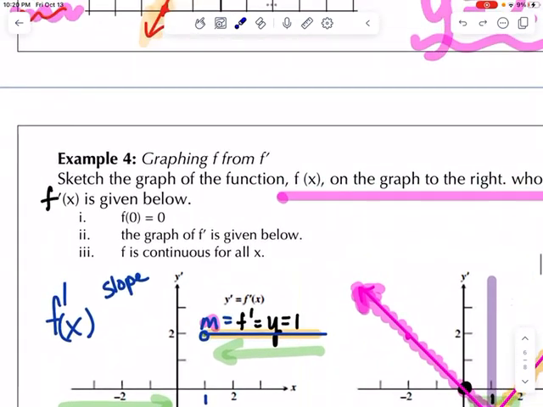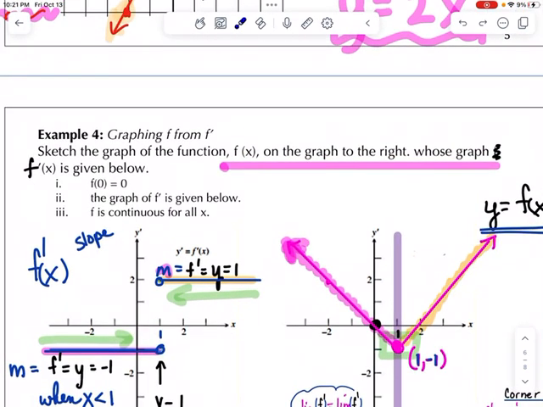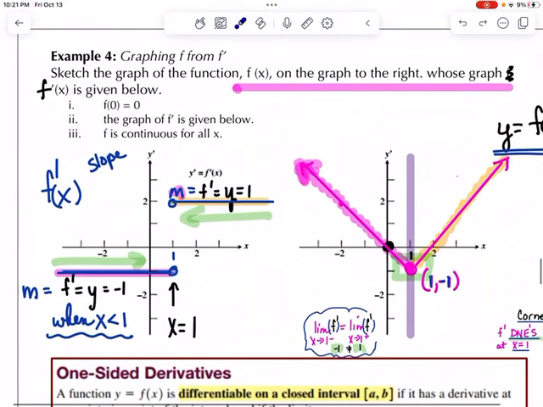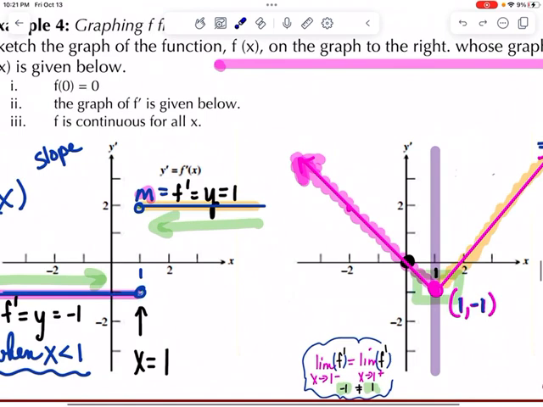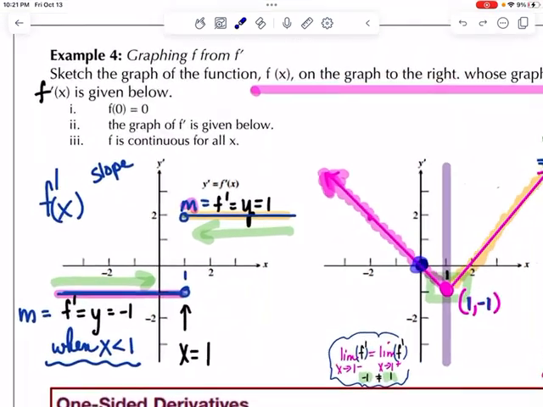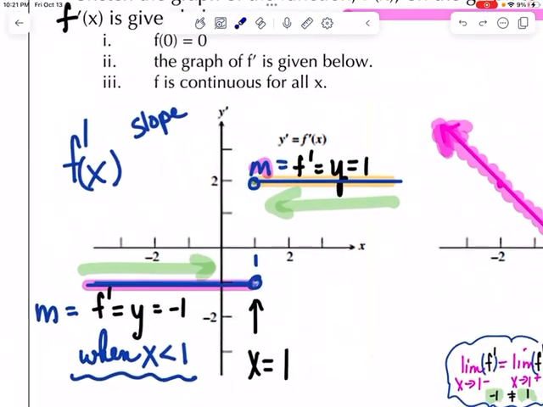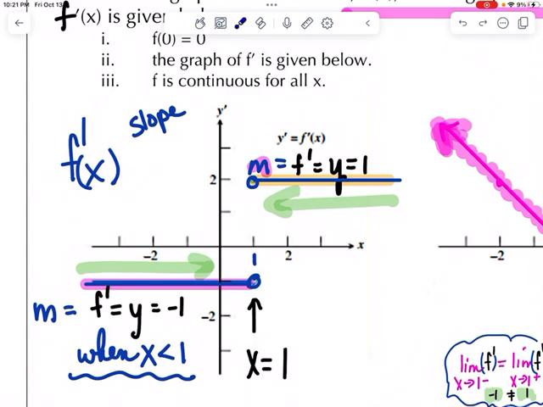Now, if we look at this one, we're sketching the graph of the function f of x on the graph to the right, whose graph f prime of x is given below. I was always typically looking at every graph and writing all over it, writing all the information that I could. We have 3 characteristics that we want to include for our graph of f of x, but it says f of 0 is 0. So we have that. I went over here and put this point on the graph at the origin. Then the graph of f prime is given below, and f is continuous. So there are no breaks in the graph of f.